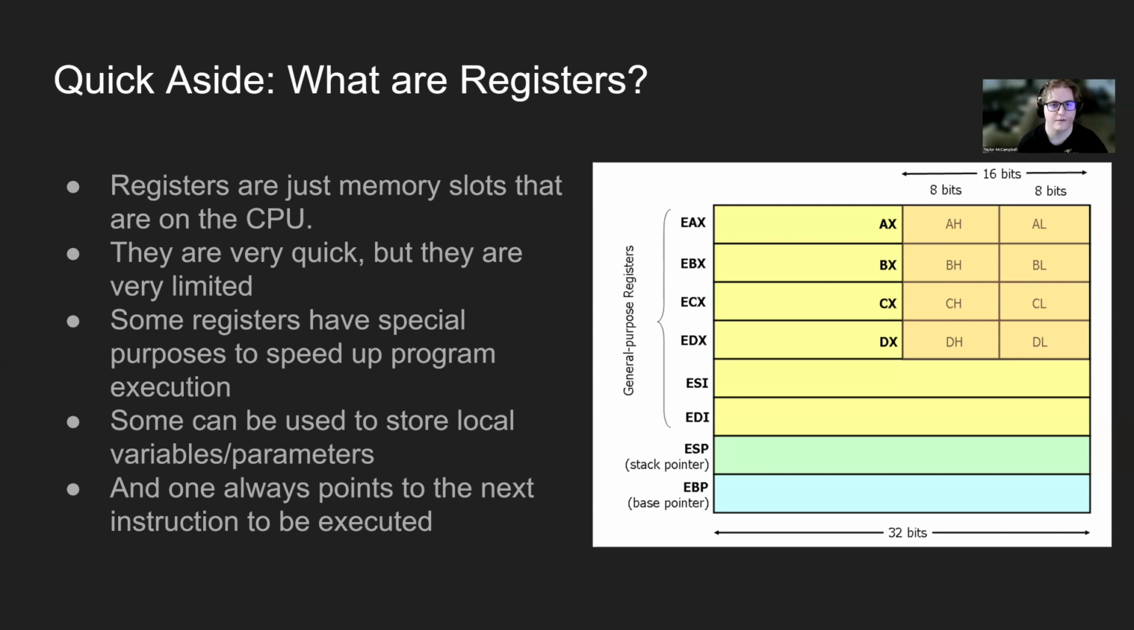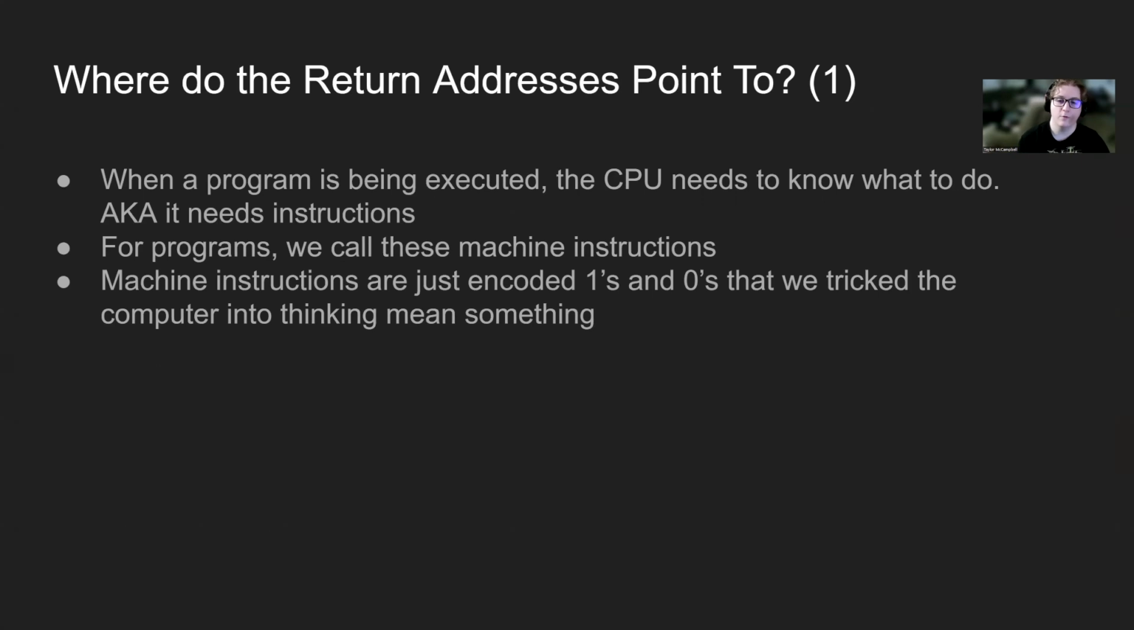Okay, where do return addresses point to? When a program is being run, the CPU has to know what to do, so it needs a list of instructions. Those instructions are stored in memory at certain addresses. We call them machine instructions, and they're just encoded ones and zeros that mean something to the processor. That's how the CPU knows what to actually do to run a program.